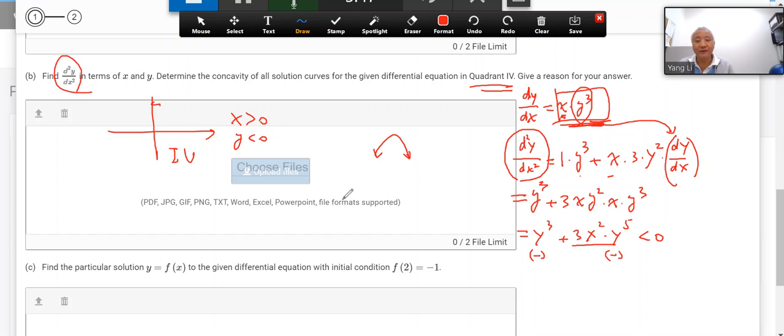Get it? All right. So for this one, just simply find the second derivative, and that should be, because of the sign in the fourth quadrant, like this. Then use that information to determine the sign of the second derivative of the function and determine concavity, which is open down. Okay. Now we go to part C.